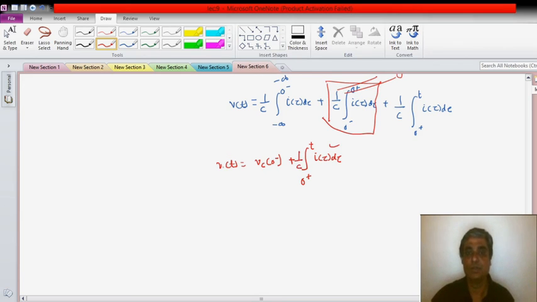Now let me again evaluate at t equal to 0 positive. So I can write V of 0 positive is equal to Vc of 0 negative plus, there is no impulse, so it will be 0. So ultimately V of 0 positive will be equal to Vc of 0 negative. I can write Vc also. Okay, no problem with it.